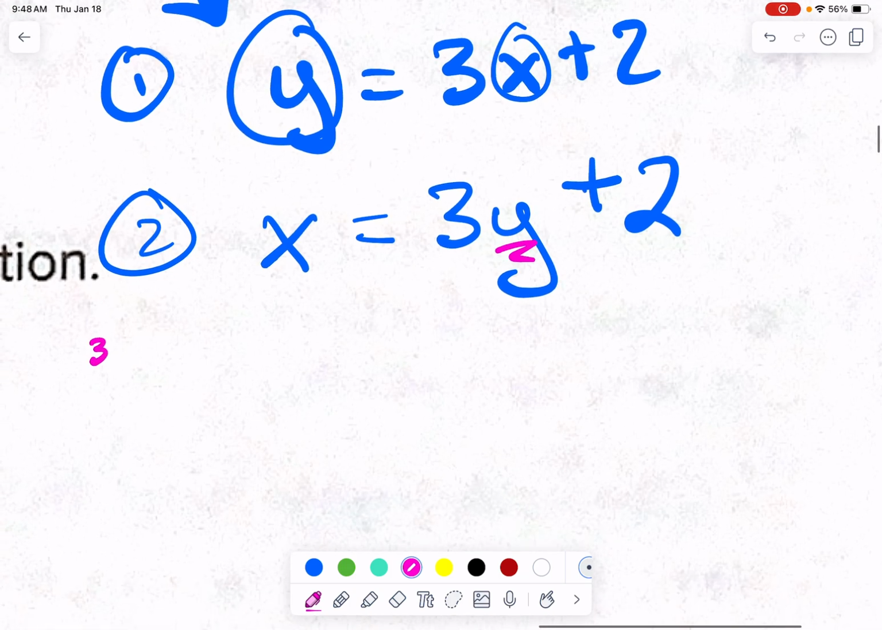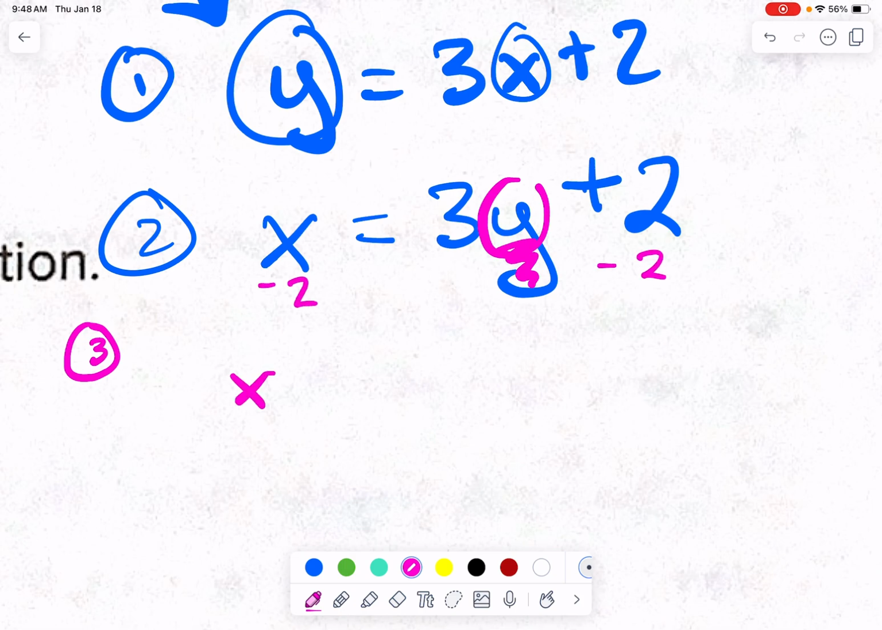So in step number 3, this takes a little bit of work to do, okay? If I were to solve for this y and try to get y by itself, I have to move the 3 and I have to move the 2. Okay, so we say to ourselves, what do we move first? I'm going to subtract the 2 first. So I have x minus 2 equals 3y.